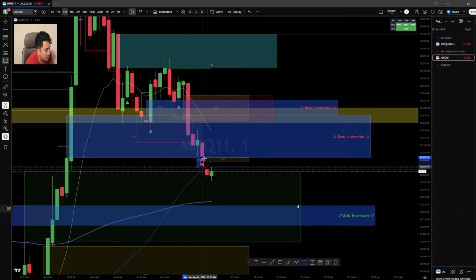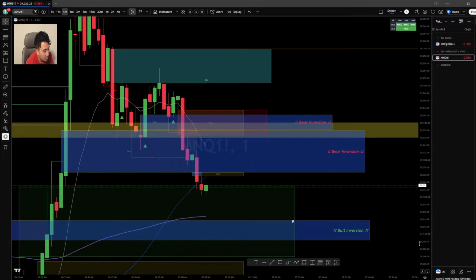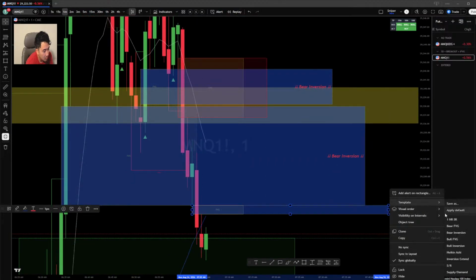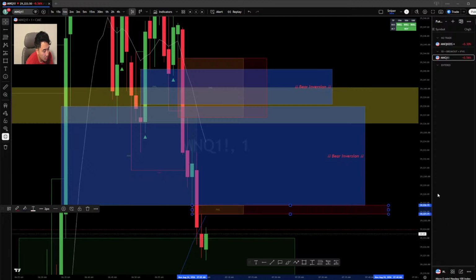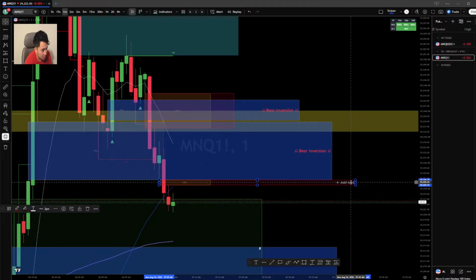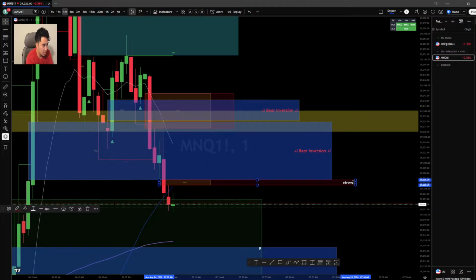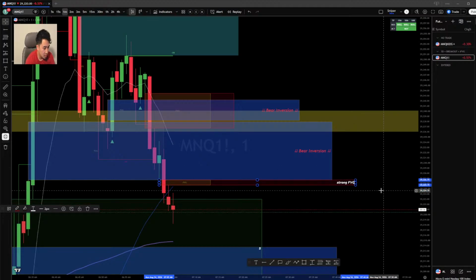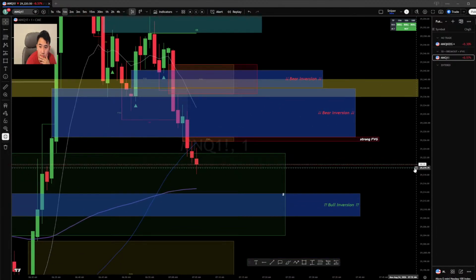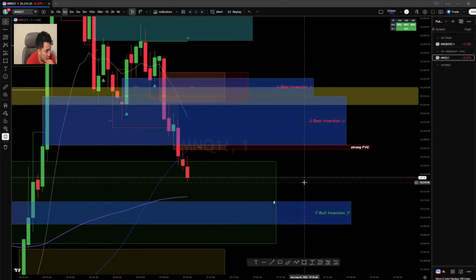Bearish gap right here. So this is strong. Strong bearish gap.